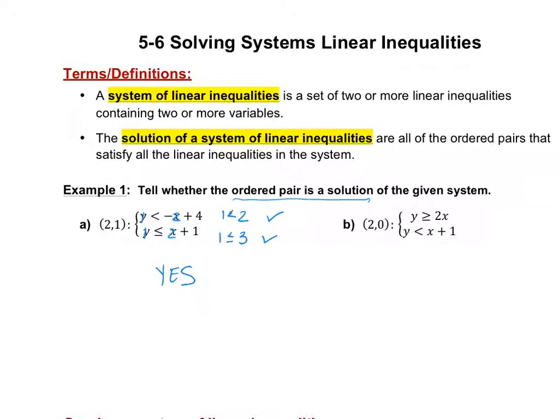For example B, plug in the 2 and the 0. So 2 goes into the x position, and 0 goes into the y. Same for the bottom one. And then calculate. Is 0 greater than or equal to 4? No, it's not. And is 0 less than 3? For this one, it's a yes, but for the first one, it was a no, and so therefore it's a no. It has to work for both of them to be a solution for the whole system.